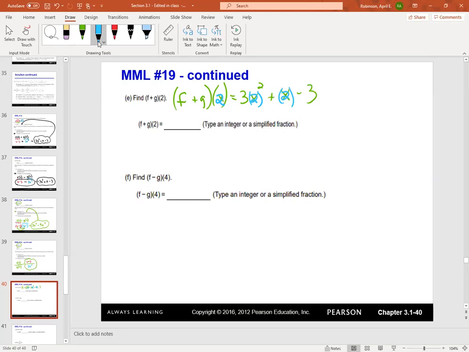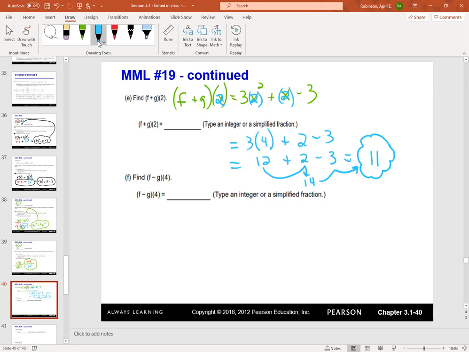Plug in the 2. So I'm going to end up with 3 times 2 squared, which is 4. 3 times 4 is 12. And then from left to right, 12 plus 2 is 14, and 14 minus 3 is 11. And so 11 is the answer to part E.